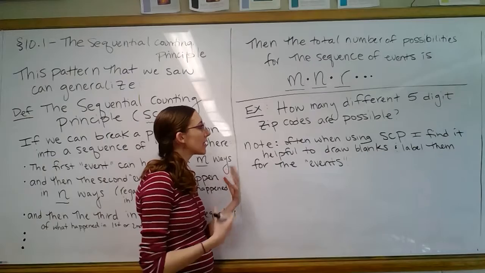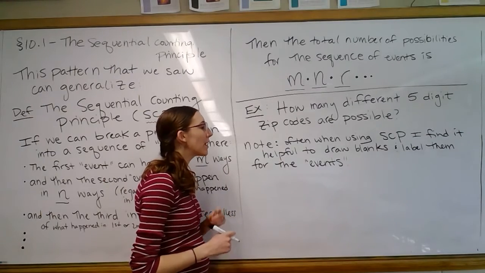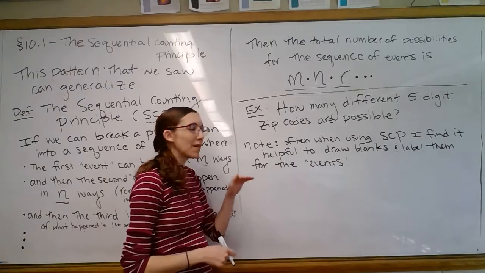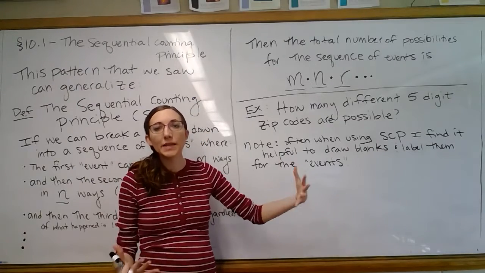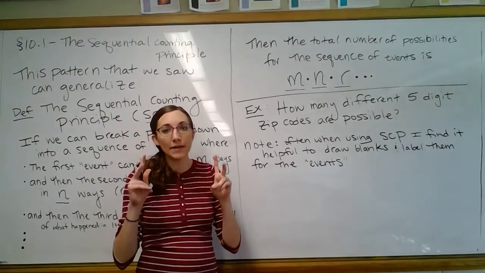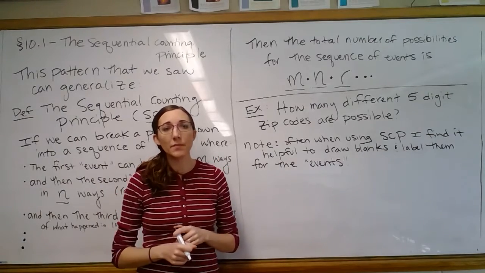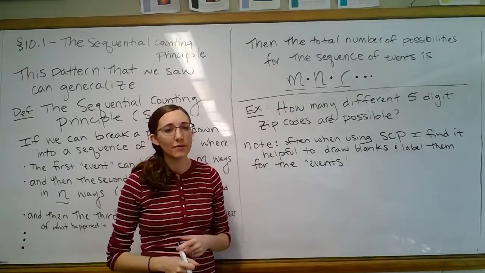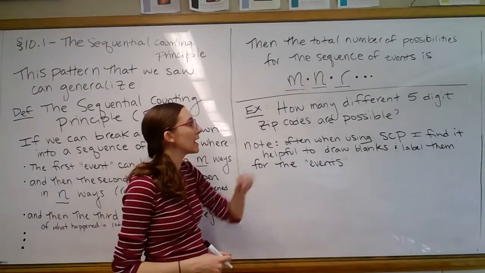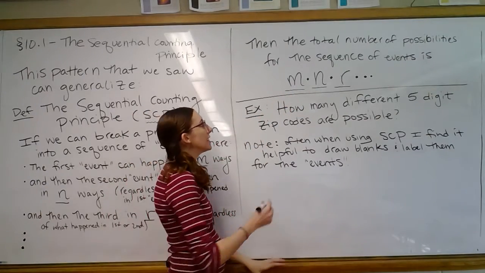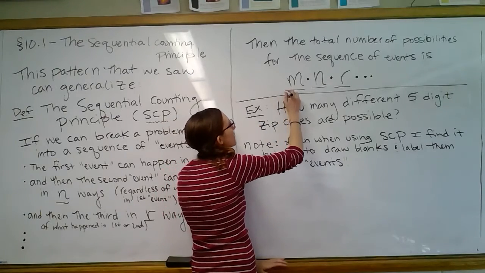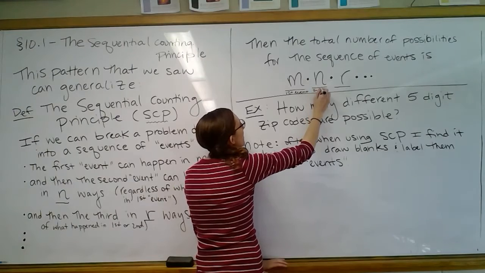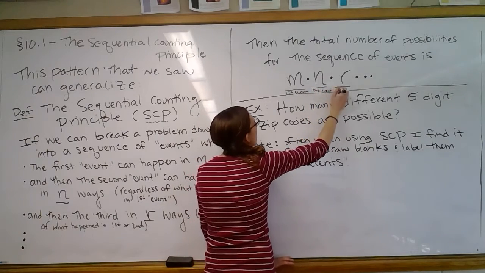Now, as a note that I'm going to introduce in this problem, when using the sequential counting principle, I often find it helpful to draw little blanks as placeholders for the different events, and I label them to make sure that I know what each of those stands for. And then we can figure out how many ways. So I almost mimic that up here with the little lines underneath, right? So this would be our first event, and then second event, third event, and so on.